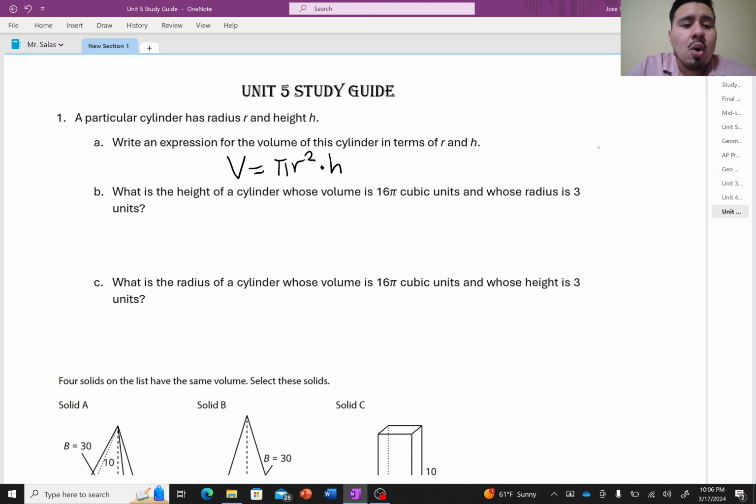Part B says, what is the height of the cylinder whose volume is 16 cubic units and whose radius is 3 units? So using the same formula, V is equal to, well, hold on. Before I even continue writing things down, they told me that the volume is 16 cubic units.